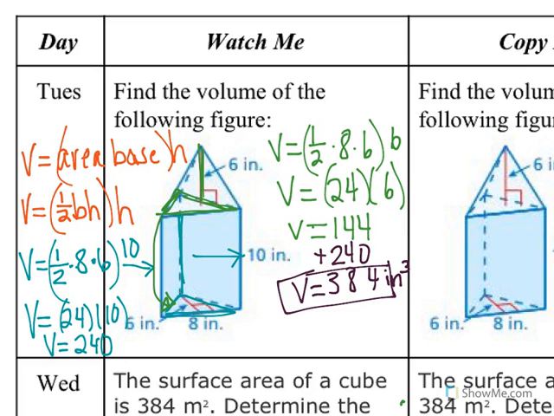So you need to write down all of these steps, and I know there's a lot of steps for this one, but you need to write every step for both of the other Copy Me parts, and then flip it over and try the ones on the back on your own.